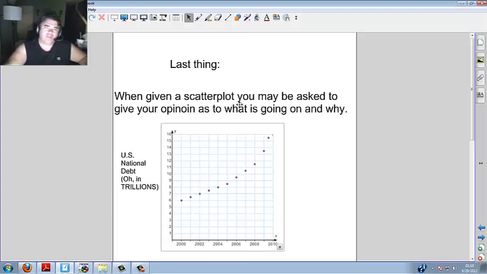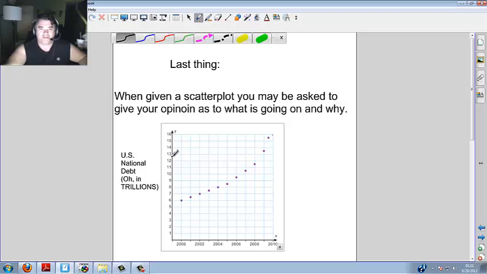Last thing. When given a scatter plot, you may be asked to give your opinion as to what's going on and why. So in this case here, let's say the U.S. national debt, owing trillions of dollars. In 2000, it was $6 trillion. In 2002, it was 7. 2004, it was 8. 2006, it was 9.5. And in 2012, it's 16 trillion. So it keeps doing this.